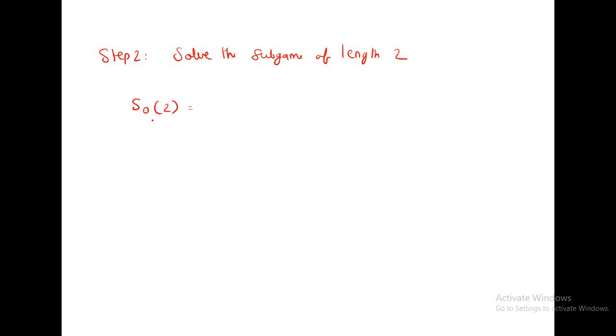It means the zero index subgame of length 2. So what can be the output? To find out the output, we need to make the combinations. We need to make the combination with the output of the next lower level subgames.